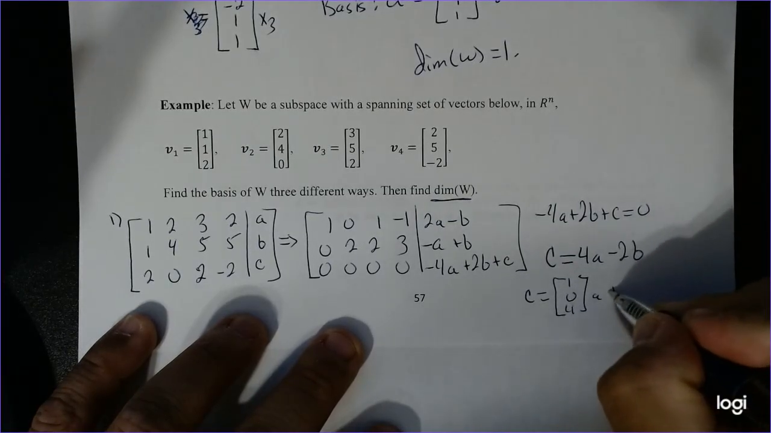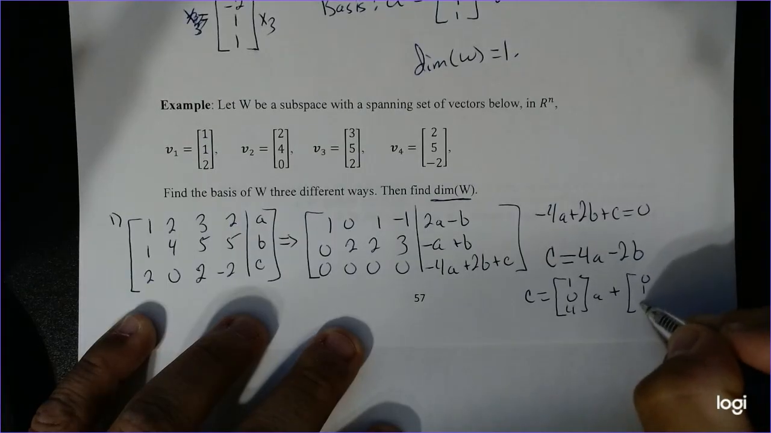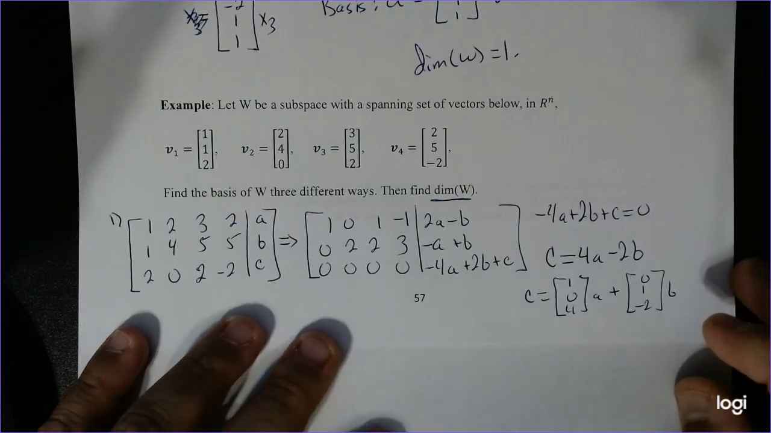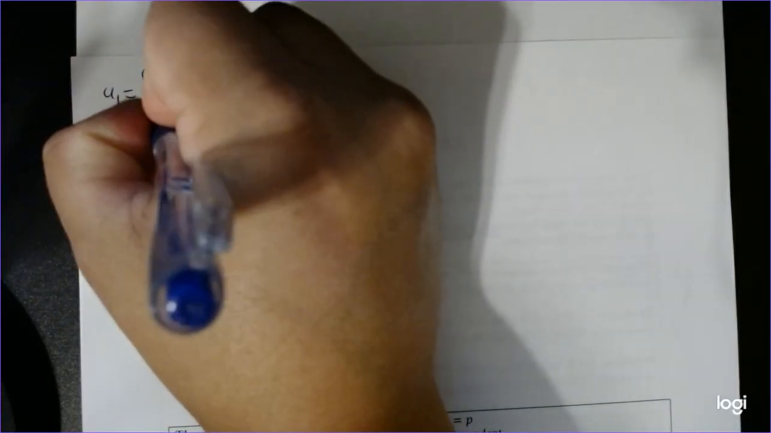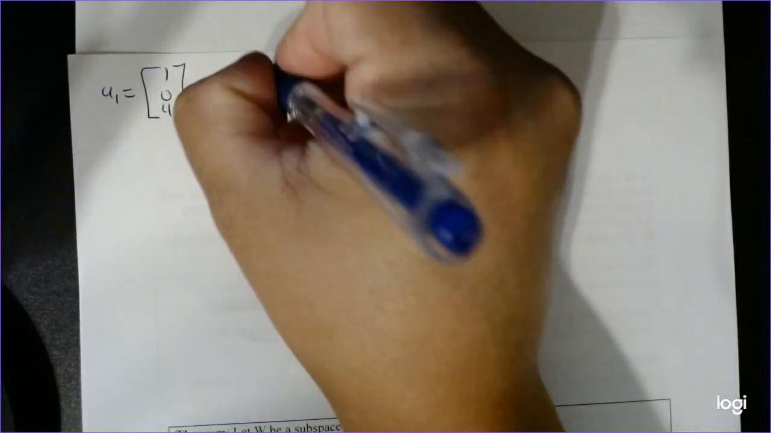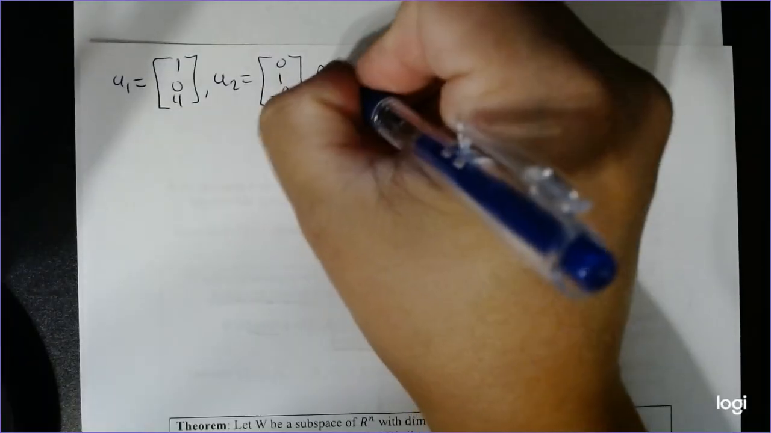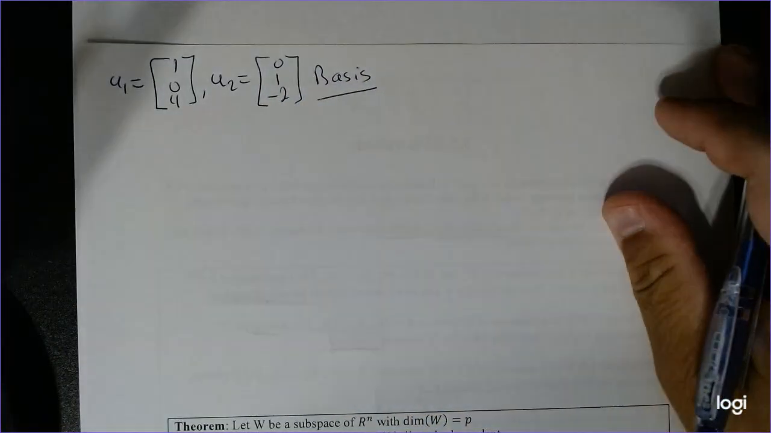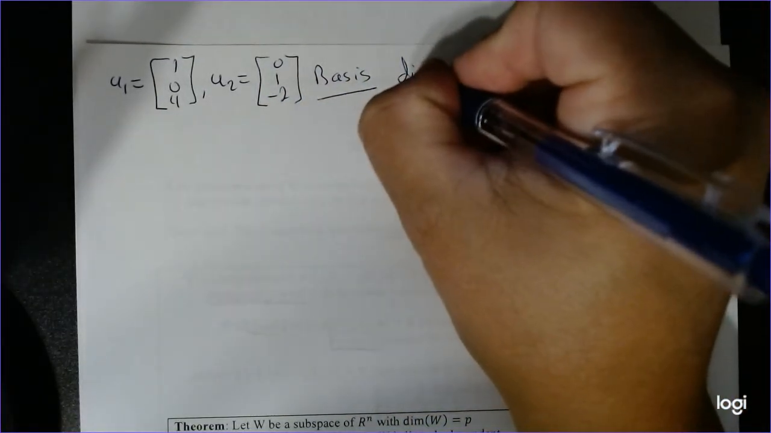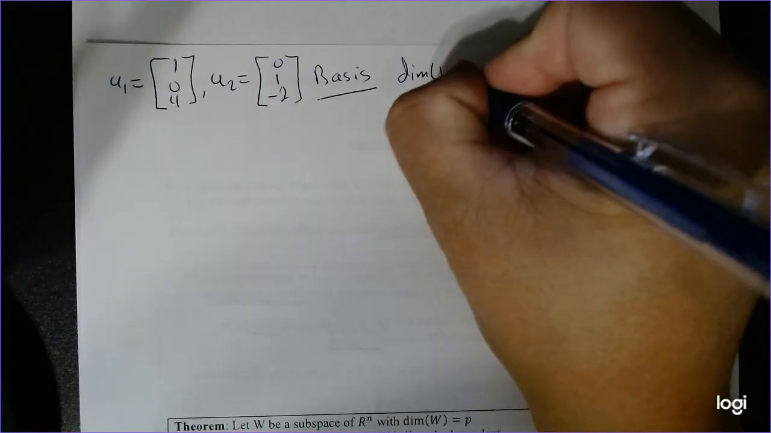(1, 0, 4)A plus (0, 1, -2)B, right? So if I want to rewrite that in terms of a basis format, we'll just let U1 equal the first one and U2 equal the second one. So there's our basis. And now the dimension of W would be 2.